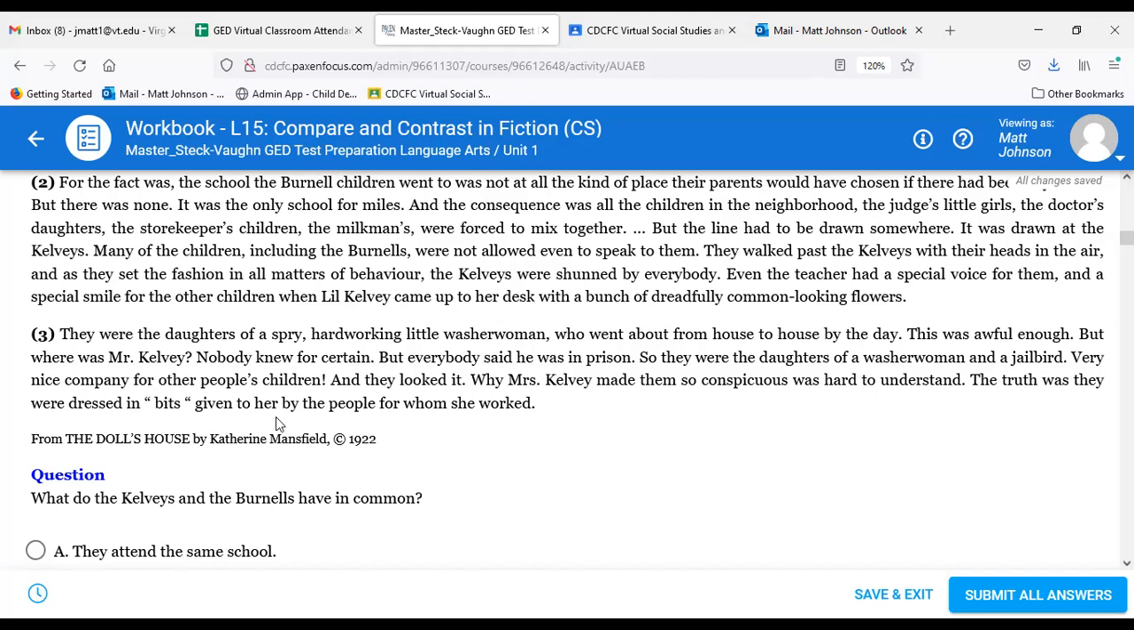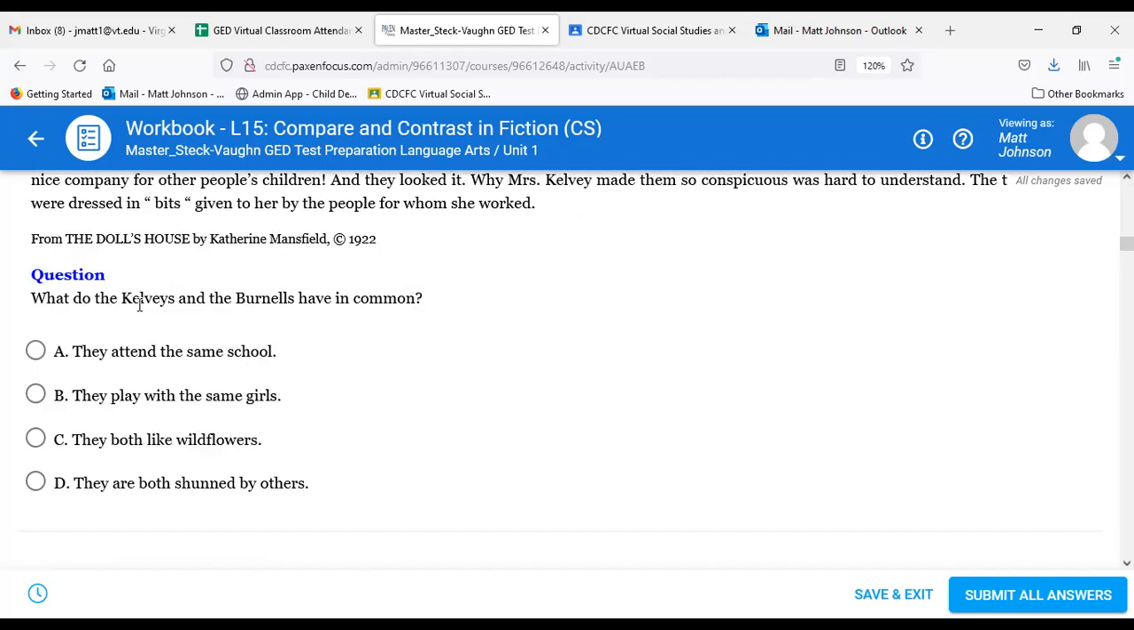Should I continue the question? Yeah, go ahead. What do the Kelvins and Burnells have in common? A, they attend the same school. B, they play with the same girls. C, they both like wildflowers. And D, they are both shunned by others. A, they attend the same school. Yep. So 3 is A, right? They attend the same school. That's one similarity that they share.